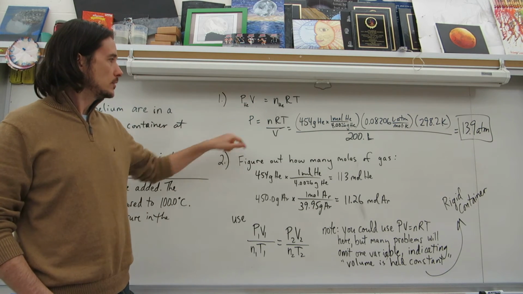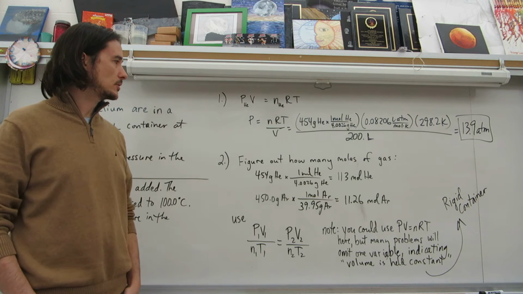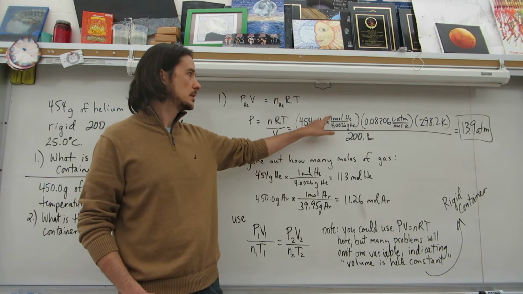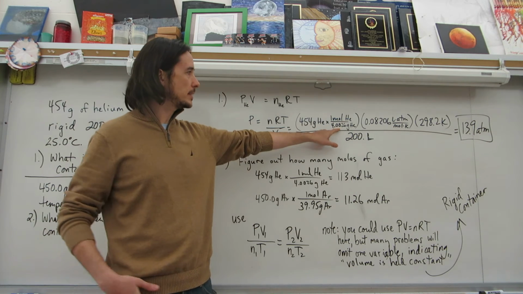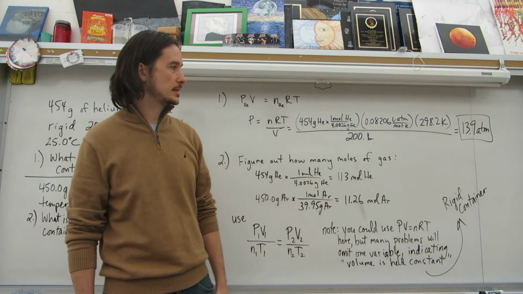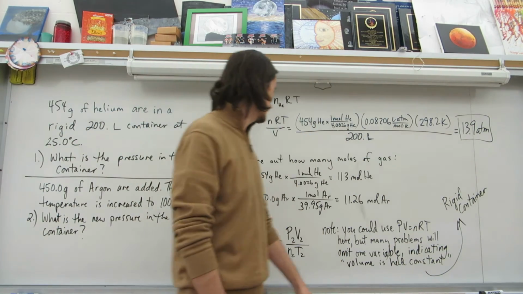So we've got pressure is nRT over V, and we convert 454 grams to moles by dividing by the molar mass. R, there's T, divided by 200, and you get 13.9 atmospheres.